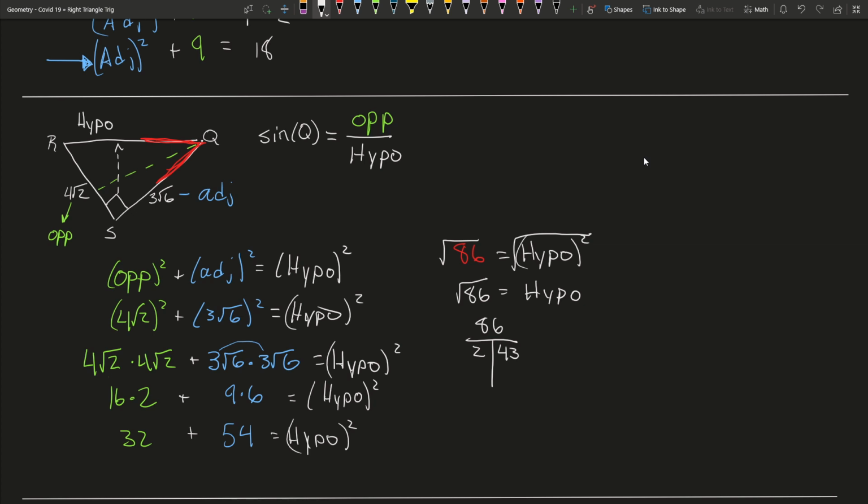All right, so now that we have the hypotenuse and the opposite side, we can put it into sine of q. So the opposite side is 4 rad 2. The hypotenuse is rad 86. And then again, that looks like a correct answer, but it is not rational because that has a square root in the denominator. So in order to rationalize that fraction, we have to multiply by this clever form of 1.